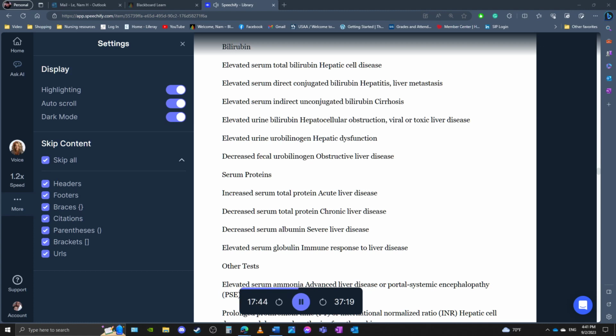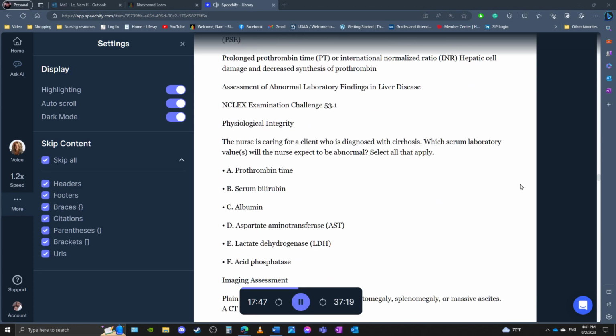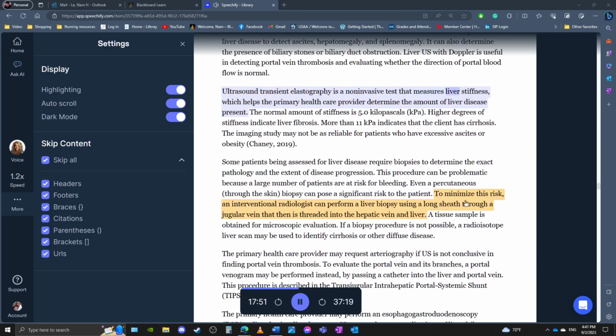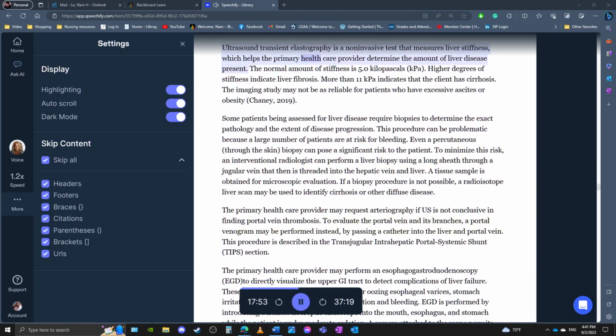Liver US with Doppler is useful in detecting portal vein thrombosis and evaluating whether the direction of portal blood flow is normal. Ultrasound transient elastography is a non-invasive test that measures liver stiffness, which helps the primary healthcare provider determine the amount of liver disease present.